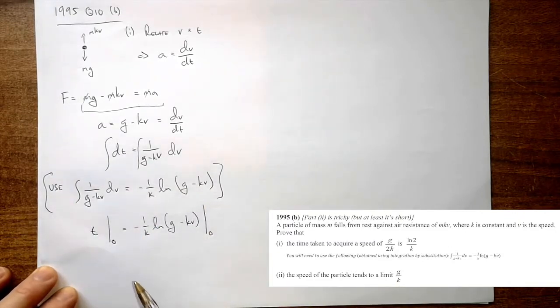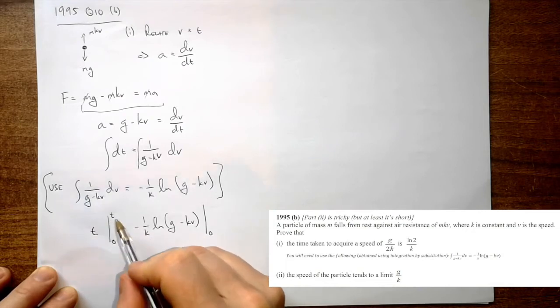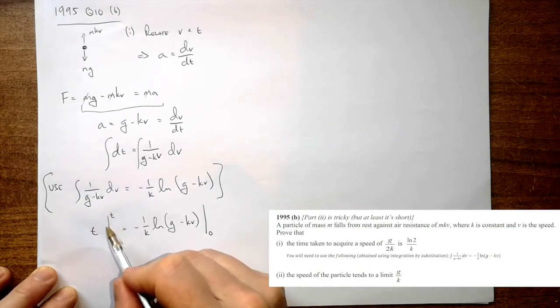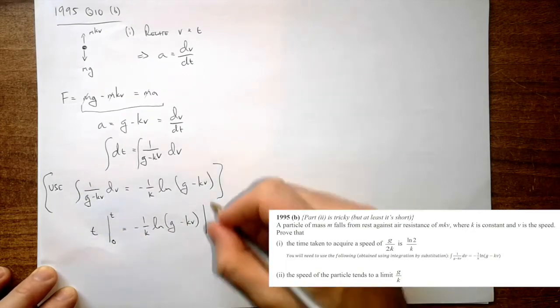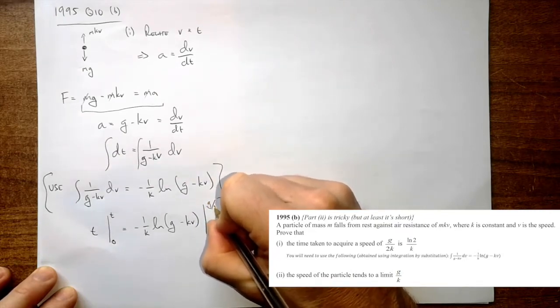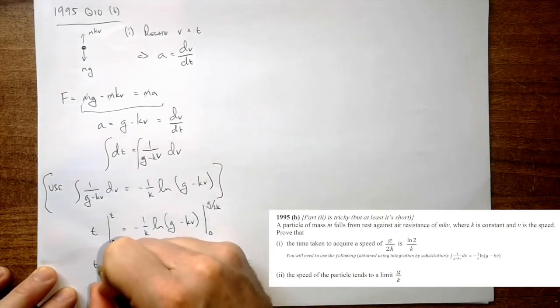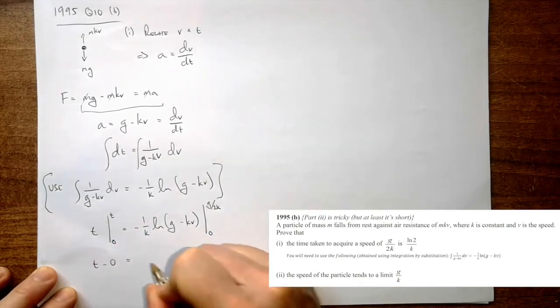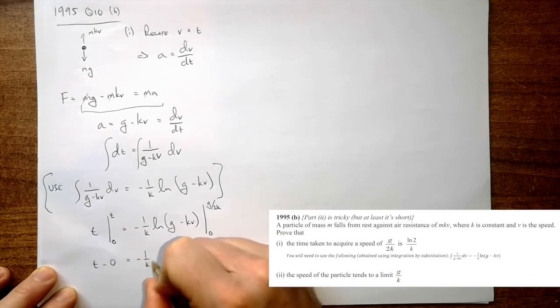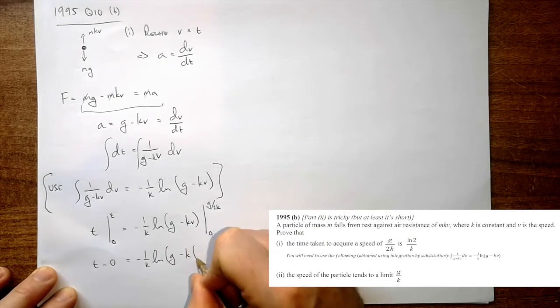All right, we're asked to prove the time is such and such a thing. So I'm going to let t be here, and at the end of this one, we're going to hopefully find t is the natural log of 2 over k. But we will put our value for v in here, which is g over 2k. All right, it's time to put all these bits in place. t minus 0, that's easy. Minus 1 over k, natural log of g minus k times g over 2k.